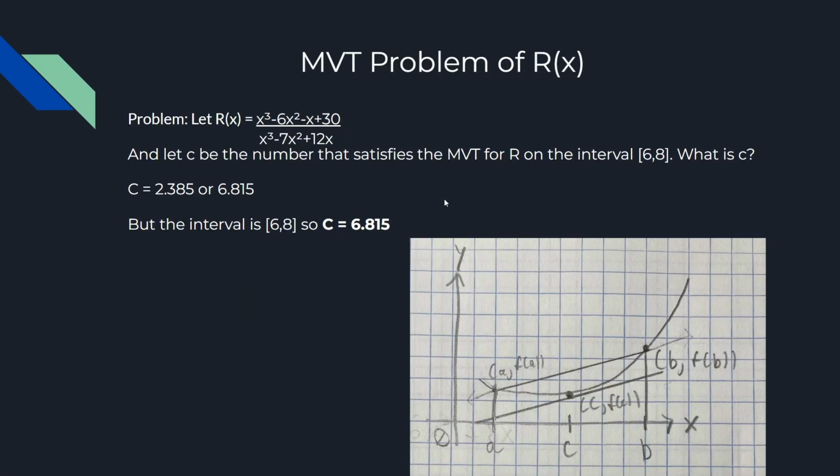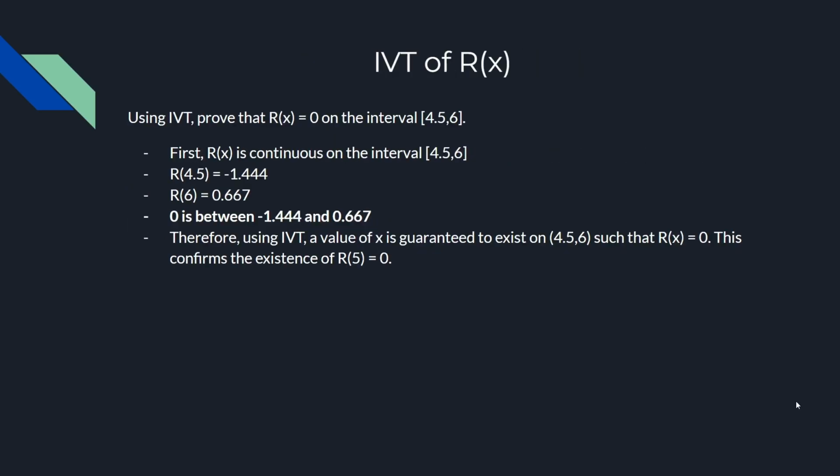My MVT problem for R(x) is going to be on the interval 6 to 8, and for c I got about 6.815, and then here's my drawing for MVT. For IVT, I chose the interval 4.5 to 6, and R(x) is continuous on this interval. R(4.5) is a negative number, while R(6) is a positive number, so that means 0 is definitely in between these two numbers. So that guarantees the existence of my root at x equals 5.